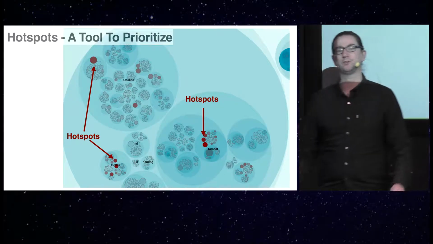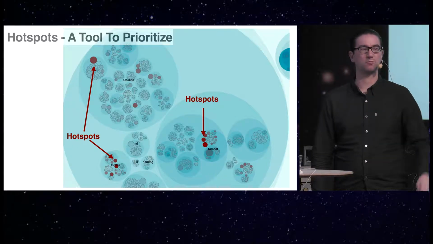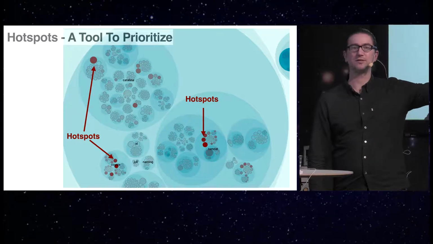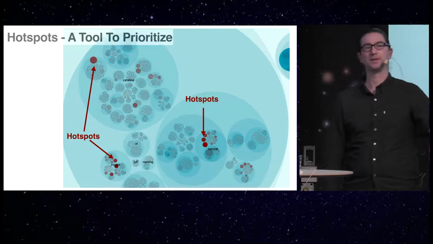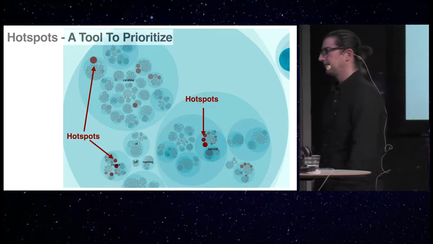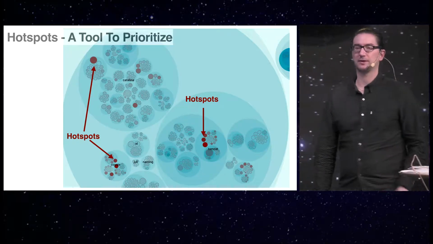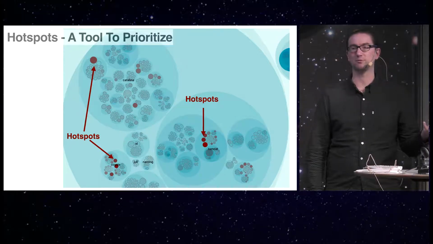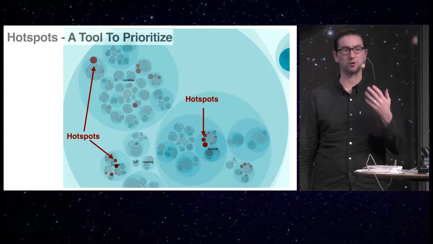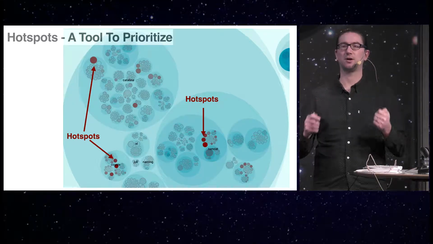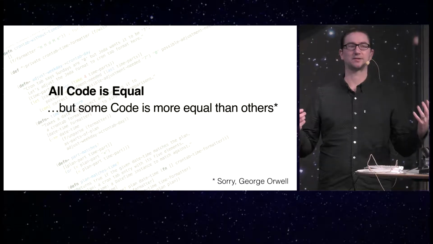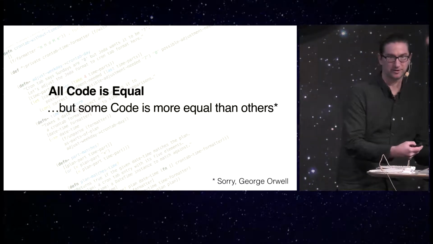So how many of you have ever read something from George Orwell? Please keep your hand up if you read Animal Farm. Ah, cool, great. So it's a fantastic book. And those of you who have read it, you might recognize the following quote, because George Orwell wrote in that book, he claimed that all code is equal, but some code is more equal than others.